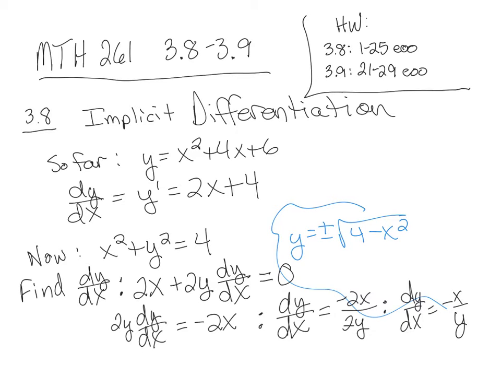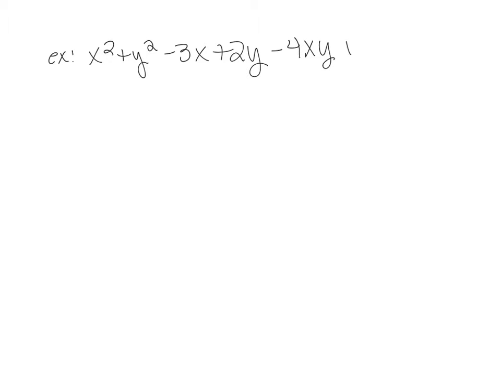Let's try another one, maybe with a product rule in it. Okay, let's say that we have x squared plus y squared minus 3x plus 2y minus 4x times y plus 3 equals 0.